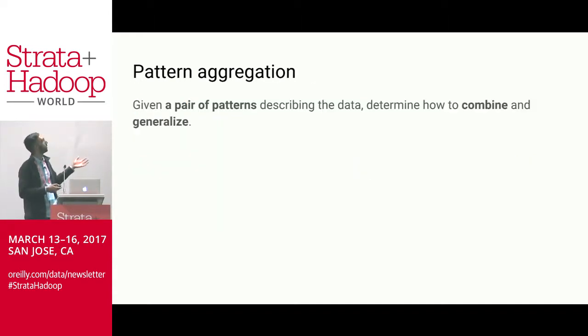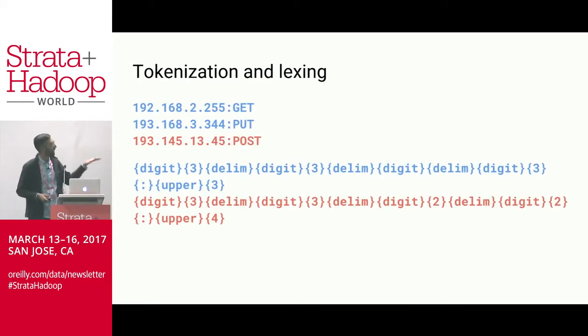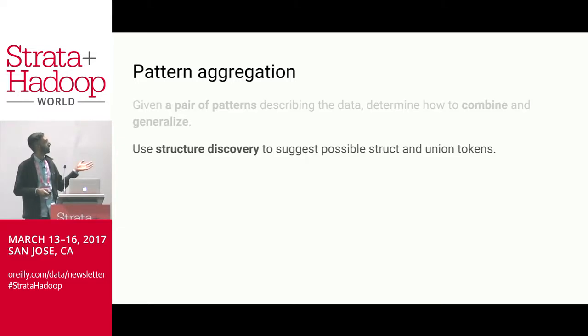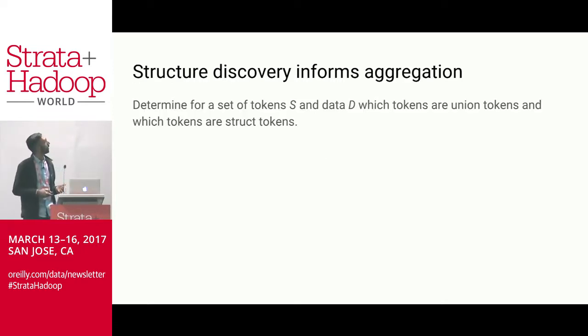So this is really the important part, right? Once we've lexed and we've generalized these basic leaves in our tree, how can we aggregate them and determine how to combine and generalize them? So the first thing we're going to use is something inspired from PADS, structure discovery, to figure out what are the possible structure and union tokens. So basically, structure discovery is given a set of tokens S, which we've already defined, and some data, a bunch of records that we get, which tokens are the union tokens and which tokens are the structure tokens.